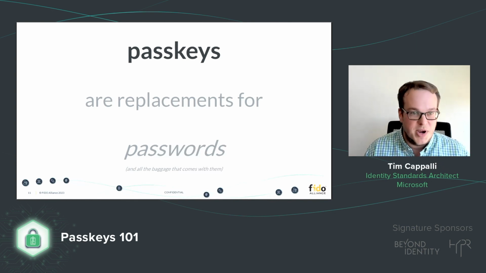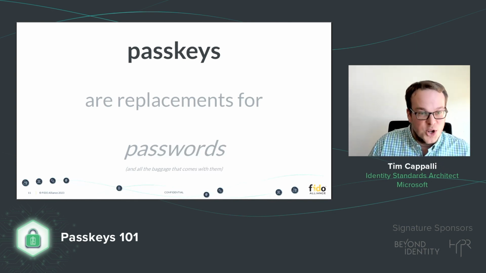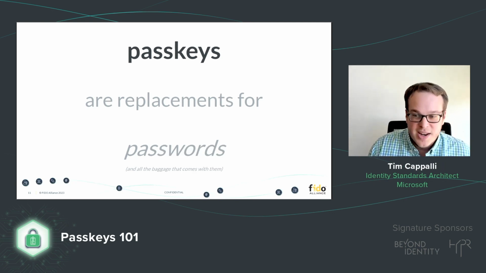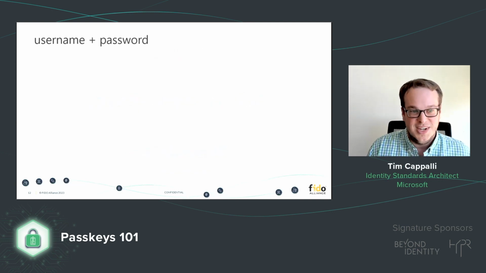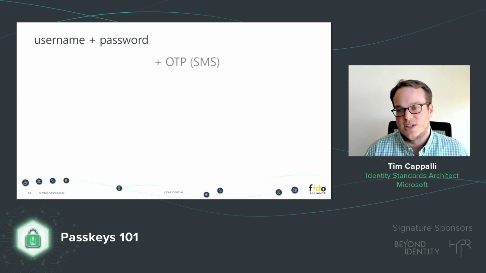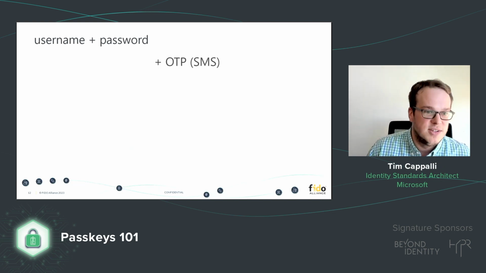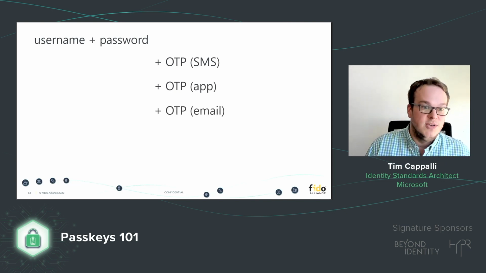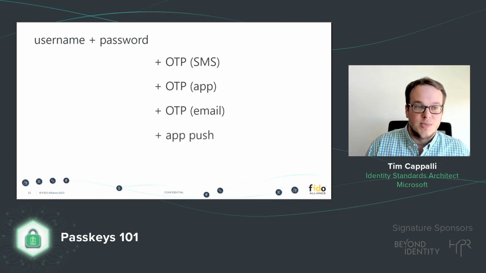Passkeys are replacements for passwords, right? And you'll notice in very small text at the bottom, and all the baggage that comes with them, right? Passwords are very rarely deployed by themselves. The patterns that we often see are username and password, and then everyone was told, oh, you're susceptible to phishing attacks with just a password, so let's leverage an OTP via SMS, right? Or do an OTP via an app, or an OTP via an email, or some kind of app push. All of these things have friction, users hate it, right?